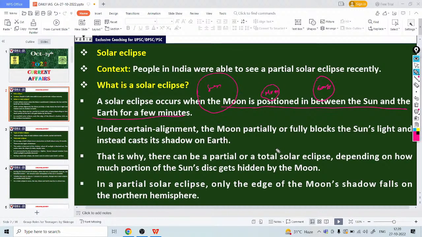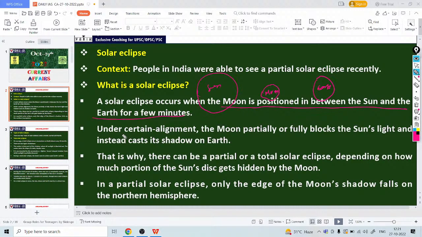Okay, in between sun and the earth, the moon comes. Moon is positioned in between the sun and the earth for a few minutes. Under certain alignment, the moon partially or fully blocks the sunlight and instead casts its shadow on earth. This way, it blocks the sunlight from reaching the earth. That is known as solar eclipse or Surya Parag.